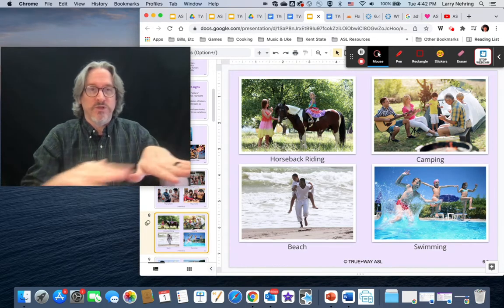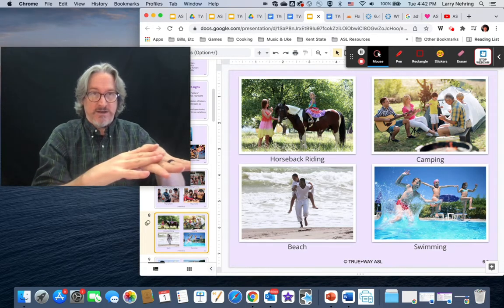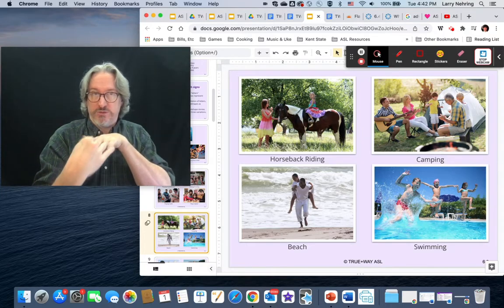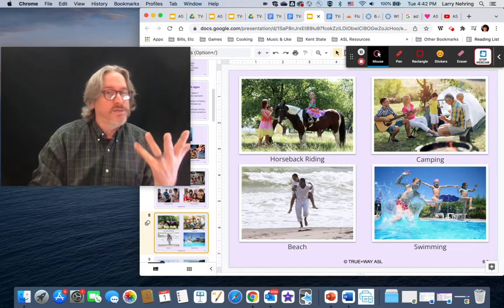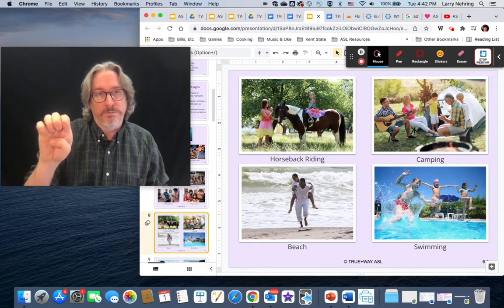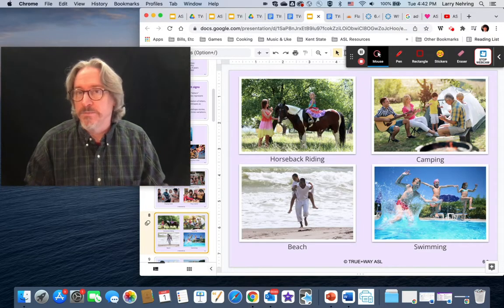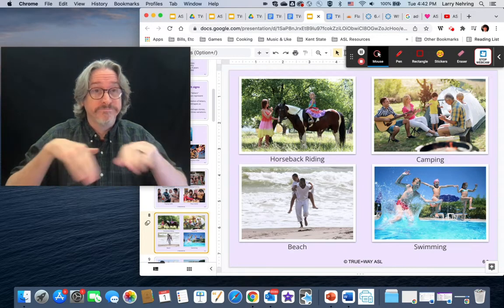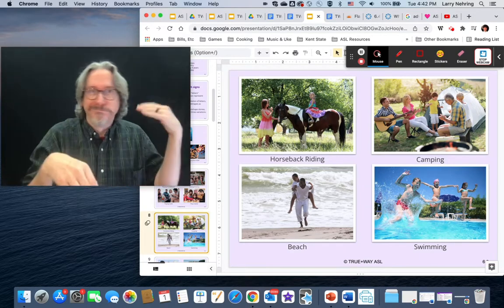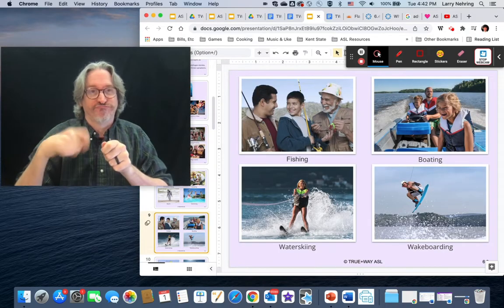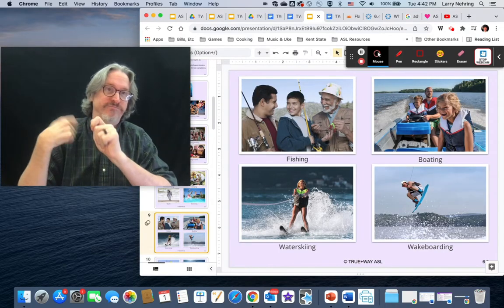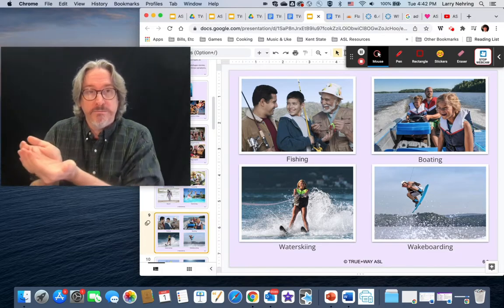Beach can either be the water coming up onto the sand or this direction. So you can see it from many different directions. Sometimes people just fingerspell beach. Swimming, not this, swim. Fishing, boating, here's a little boat.